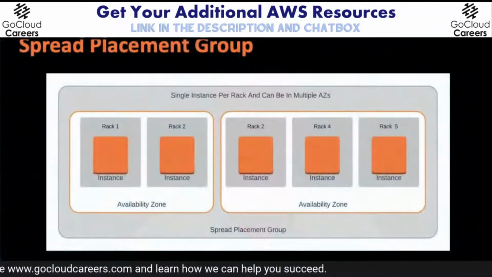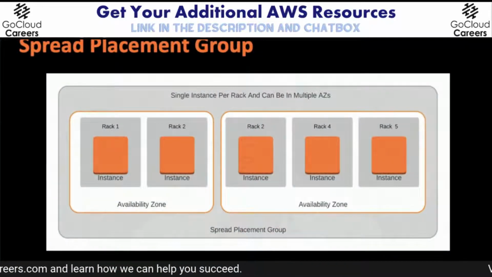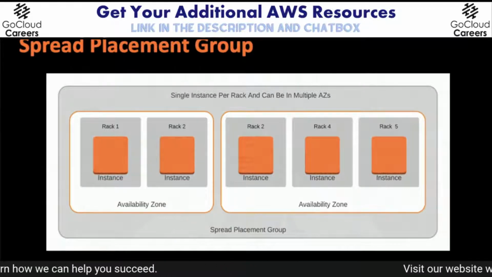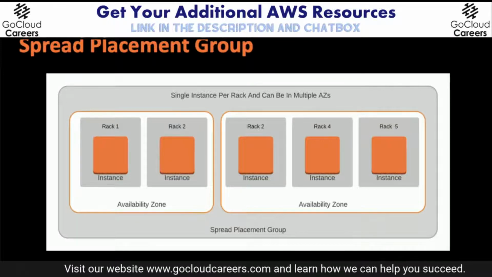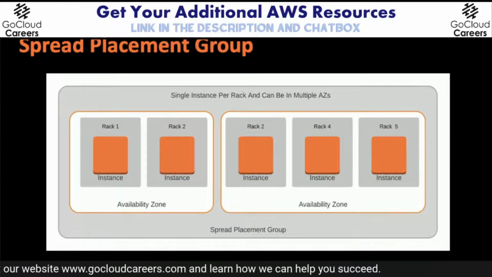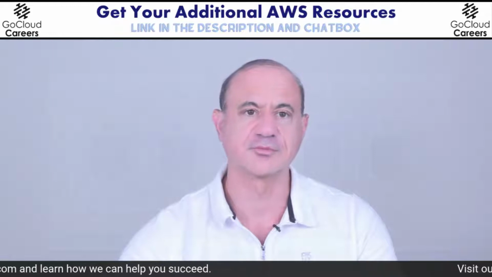So architecturally, here's what a spread placement group is going to look like. You've got 2 data centers, and you can sit by availability zones, and the equipment is spread across racks. This is going to give you a degree of higher availability than you would have otherwise.